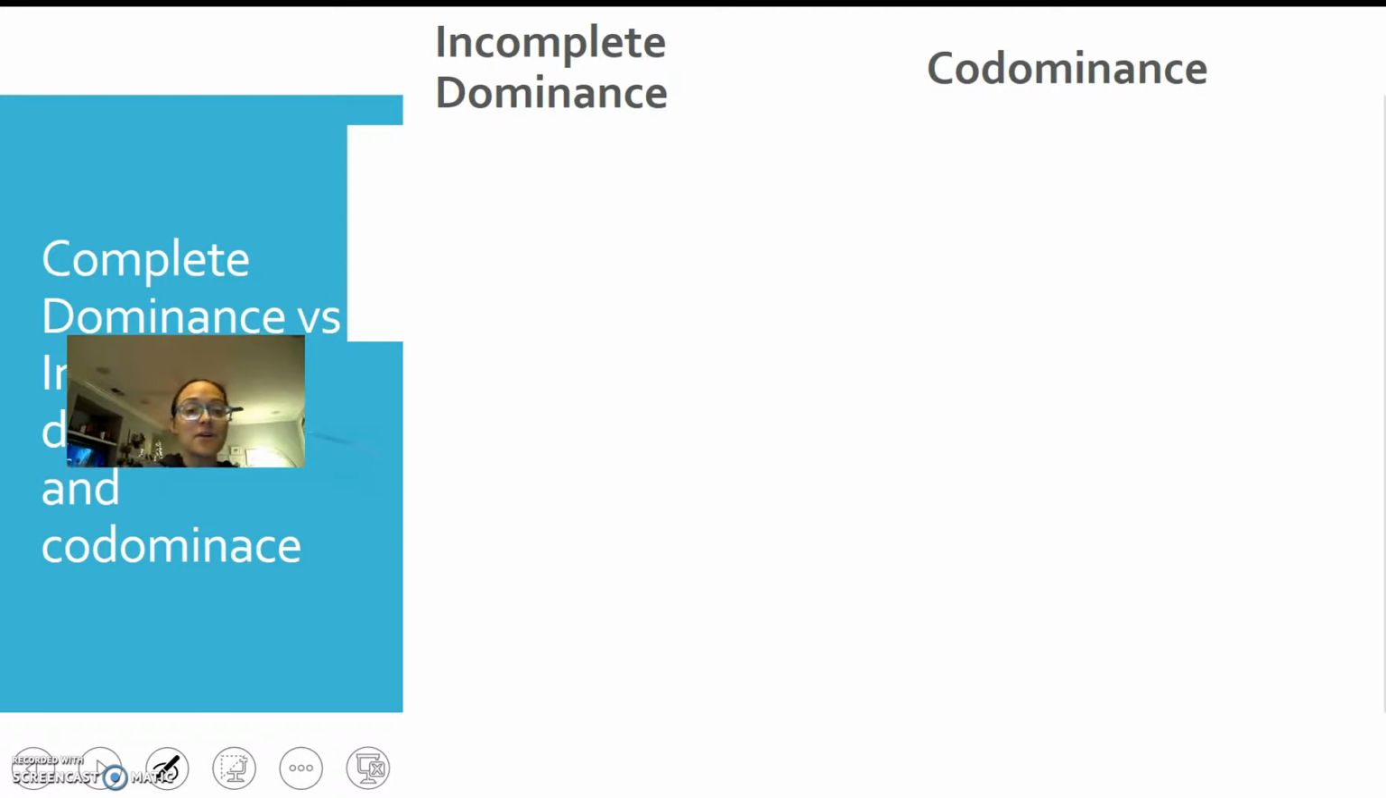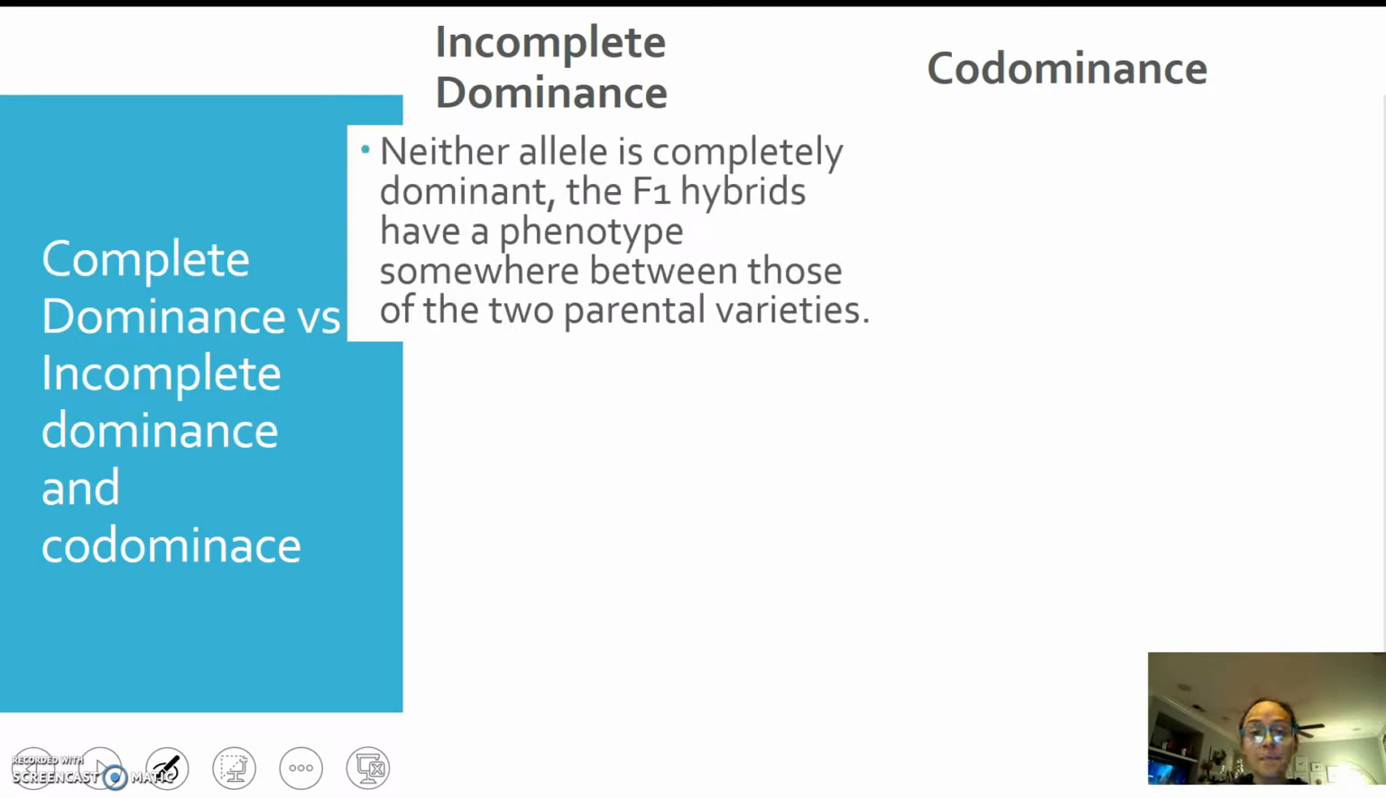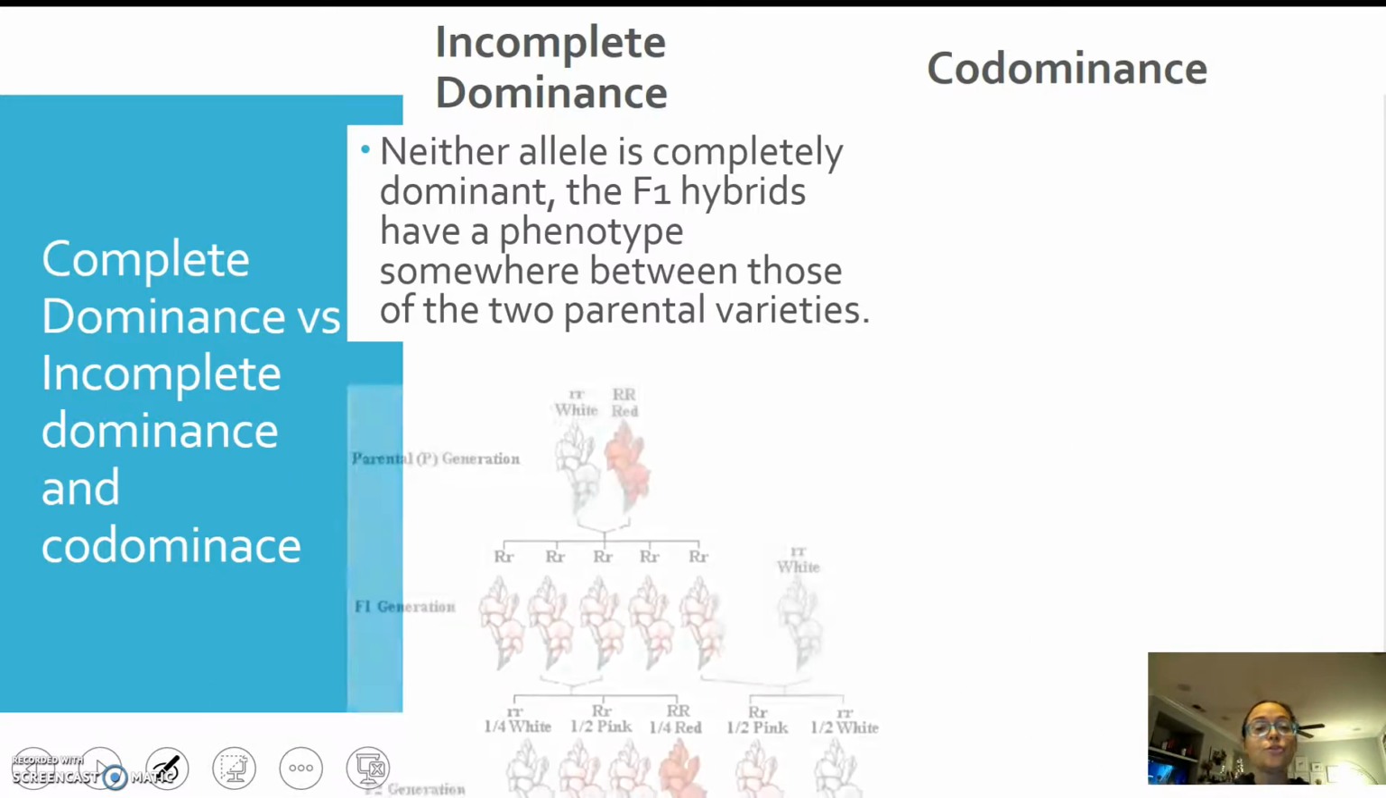Now we have what's called some exceptions to the rule of complete dominance. When we talk about complete dominance, we're talking about brown eyes being dominant over blue eyes, purple being dominant over white. But there are some exceptions. With incomplete dominance, neither allele is completely dominant over the other. So the F1 hybrids have a phenotype somewhere in between the two parents.